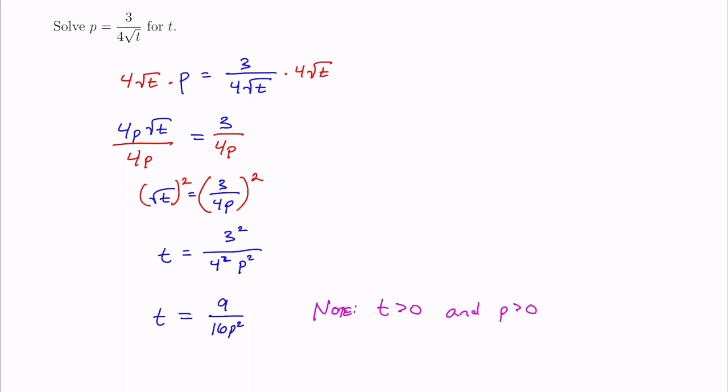When we transform that equation into this t equals 9 over 16p squared, we have the same concern at the end. The original restrictions on the t and p values from the original equation have to still be carried down to the final equation.